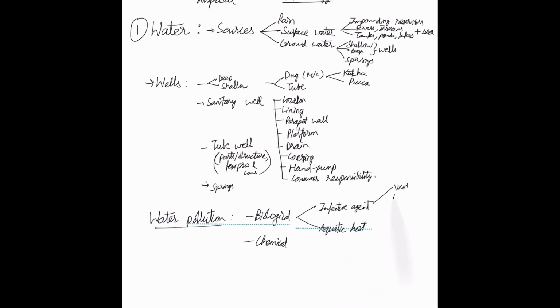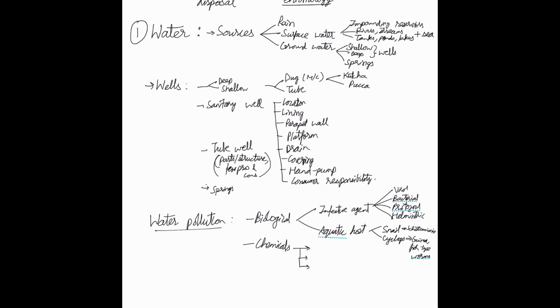Next we deal with water pollution, which will be biological, by infective agents or aquatic hosts. We have viral, bacterial, protozoal and helminthic agents. And under aquatic hosts, we have snails that can transmit schistosomiasis and cyclops, which can transmit guinea worm and fish tapeworms.